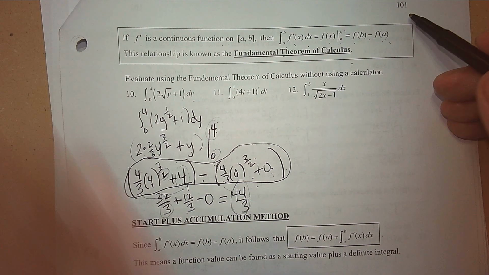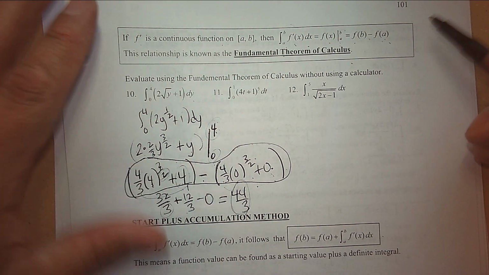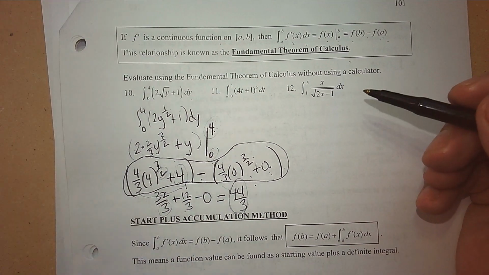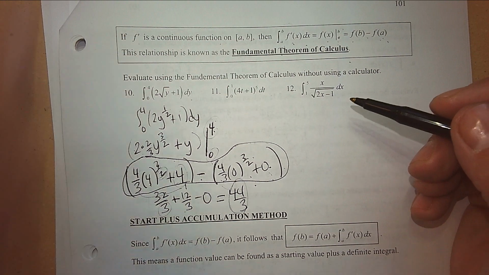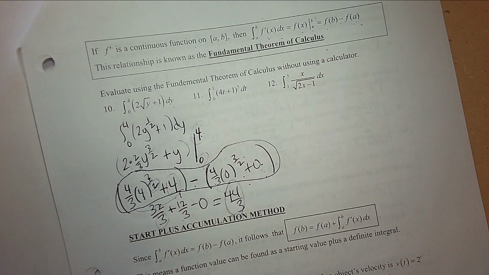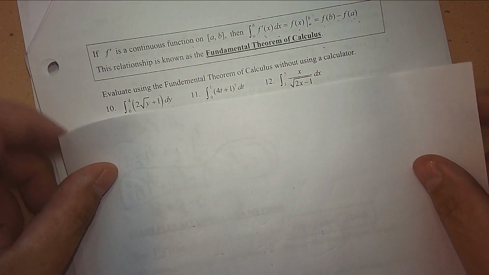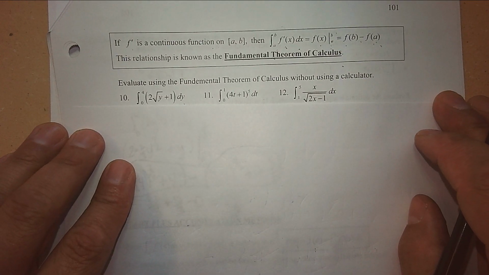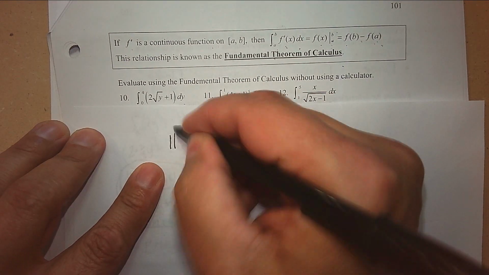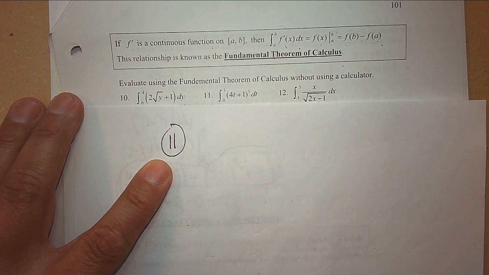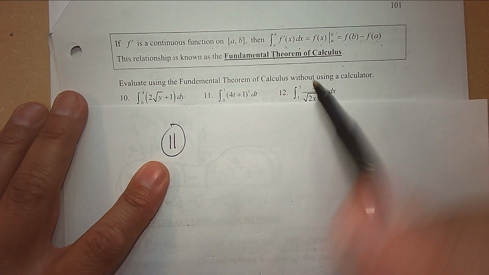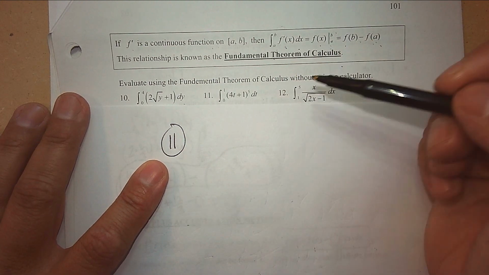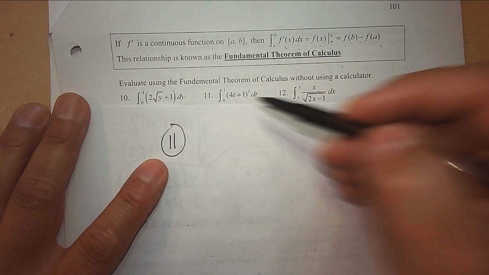All right, number 11. Let's try that. I used up all this room here for number 10. Number 11, I'm going to do it on a separate piece of paper here. Do it like this. So for number 11, how will I integrate that by hand? I'm going to integrate and then plug in the bounds. So what is the integration of that?